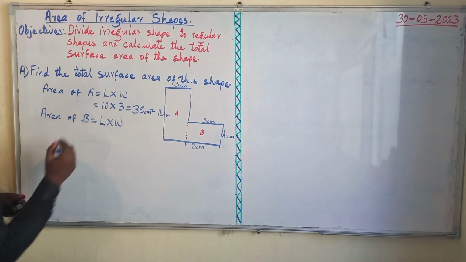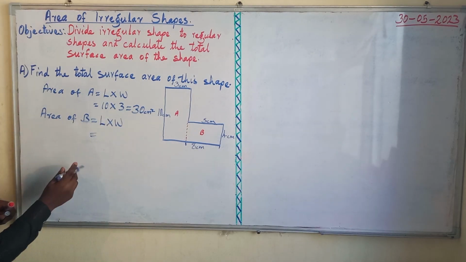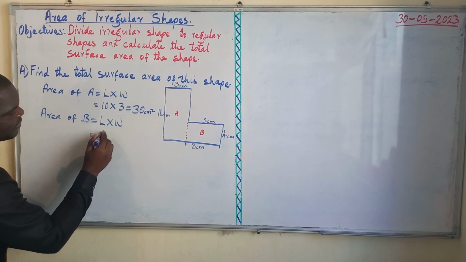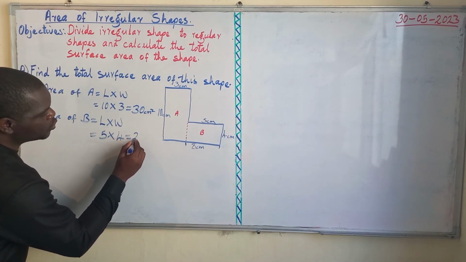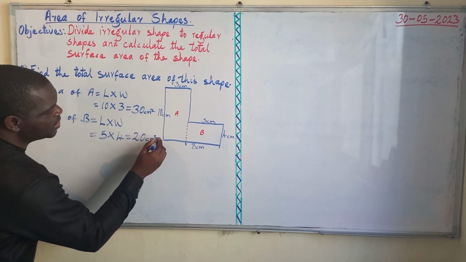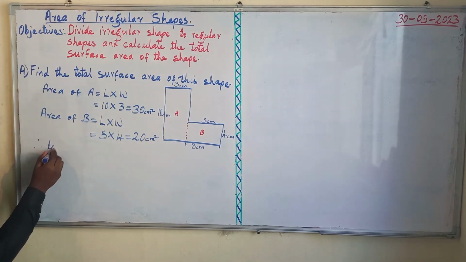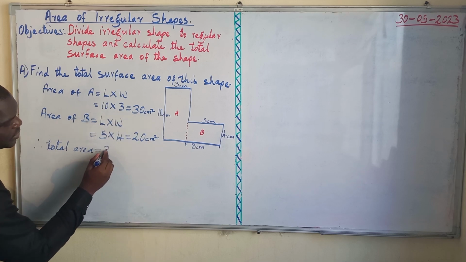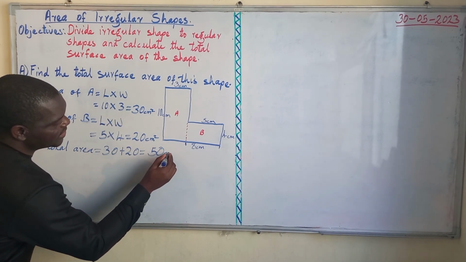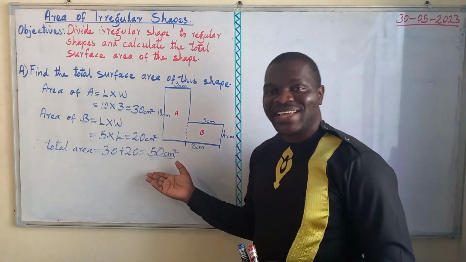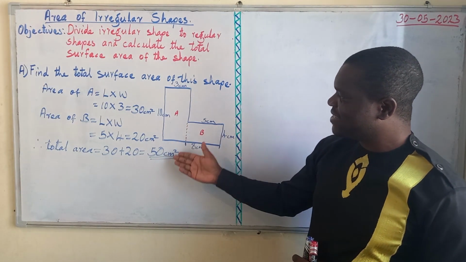So it has a length and a width as well. If we substitute this, it will be 5 times the width, which is 4. This will be equal to 20 centimeters square. Therefore, total area will be equal to 30 plus 20, which will give us 50 centimeters square. So that is it for the first shape.